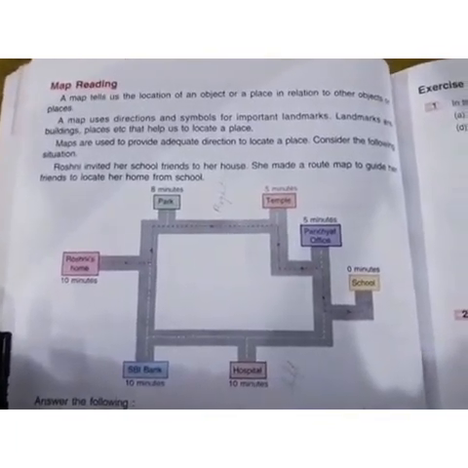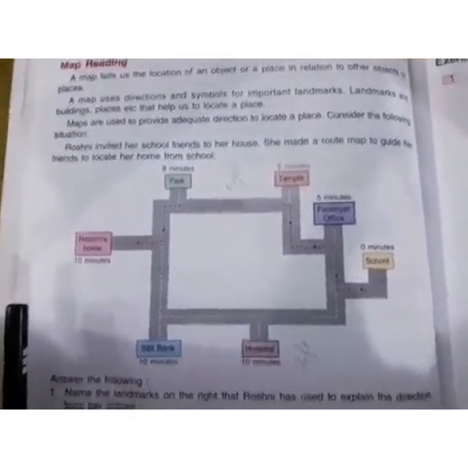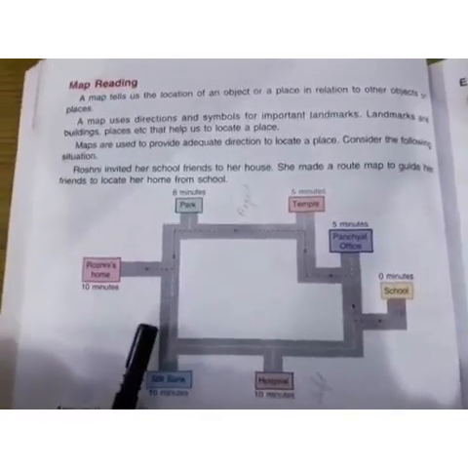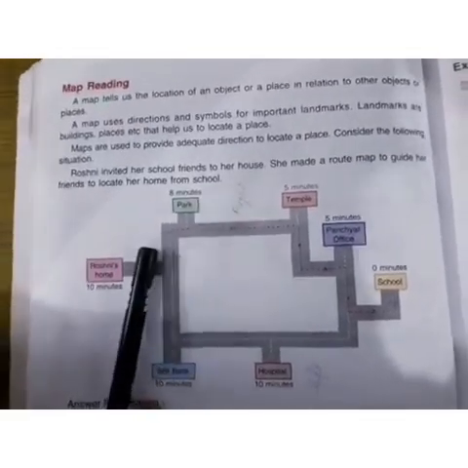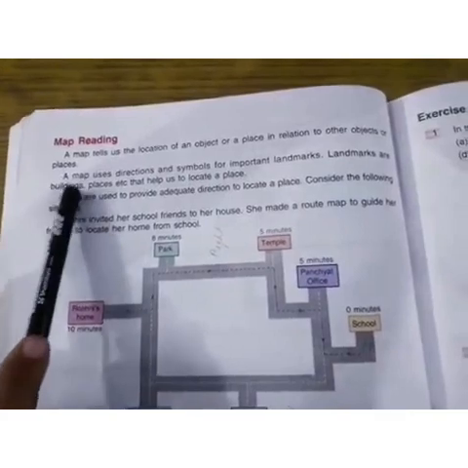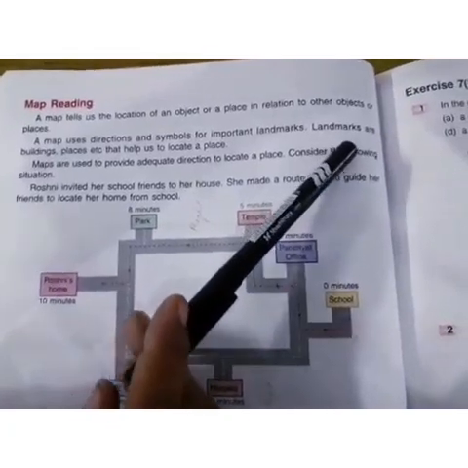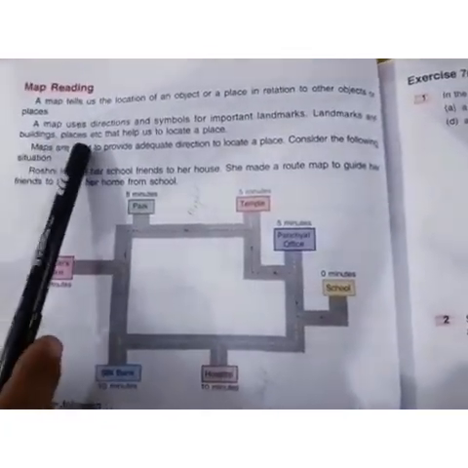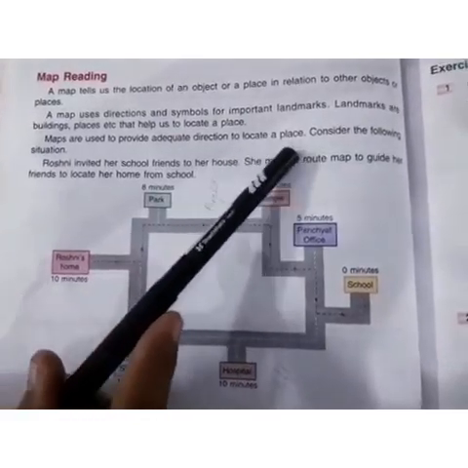You all know that a map helps us to reach one place, or gives us some ideas about something. Let us read this chapter and also understand more about map reading. A map tells us the location of an object or a place in relation to other objects or places. A map uses directions and symbols for important landmarks. Landmarks are buildings, places, etc. that help us to locate a place. Maps are used to provide adequate direction to locate a place.